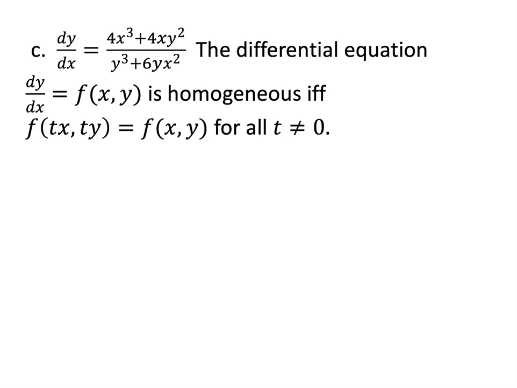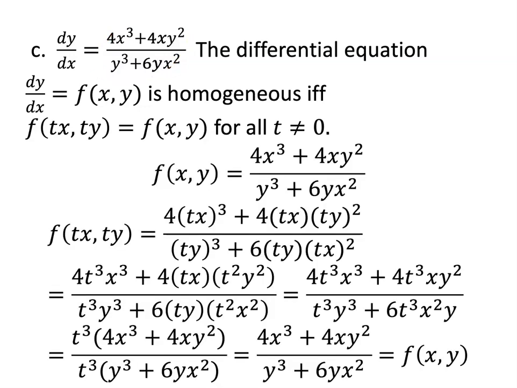We might need a different rule for this one. The differential equation dy/dx equals f(x, y) is homogeneous if and only if f(tx, ty) equals f(x, y) for all t not equal to 0. You can show that this is equivalent to the definition we saw earlier. So here's what we do: we take this f(x, y), replace all the x's with tx, replace all the y's with ty, and see if it stays the same.